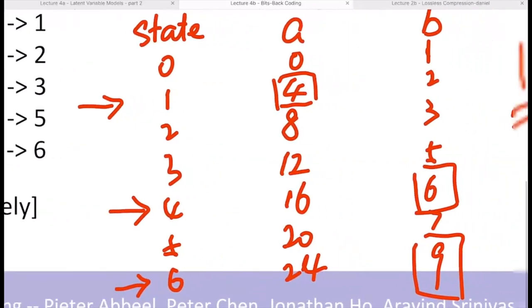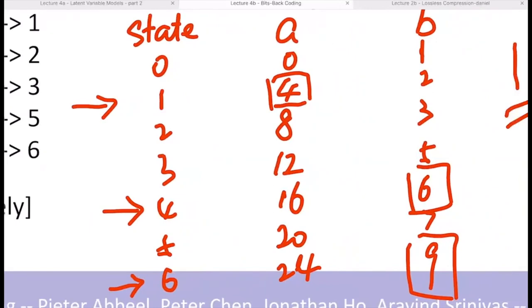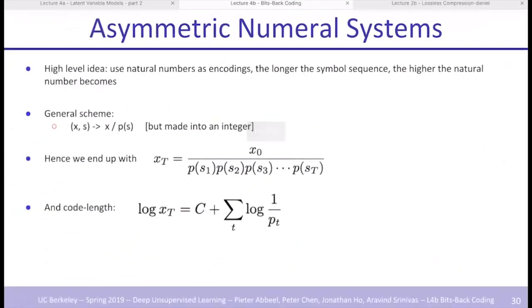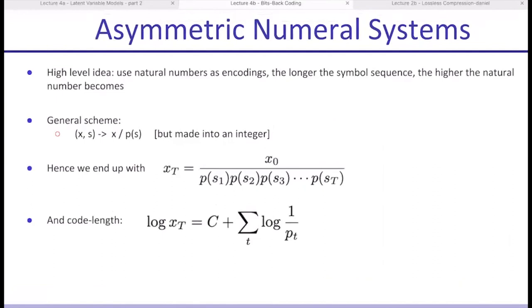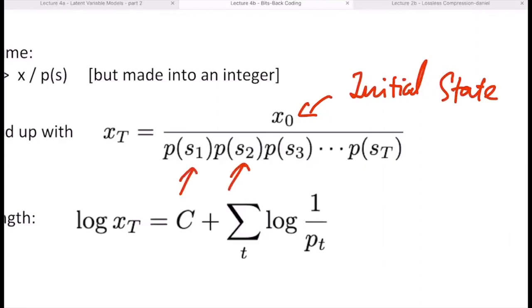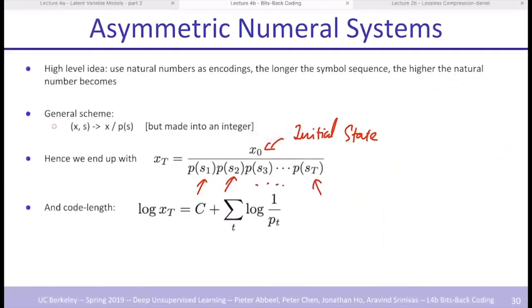And similarly, you can see it for B. Whenever we encounter a B, we divide the natural number by a factor of 3/4. So whenever we encode one bit, we divide by the probability of it occurring. If we are decoding a bit string, then from the initial state, we divide by the probability of the first bit, the second bit, and so on until the last bit. So this is a rough approximation of the performance we have.